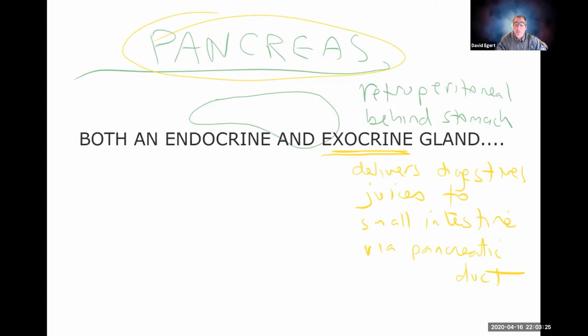We'll talk about specifically what those juices are when we get to the digestive system, like enzymes and bicarbonate to neutralize the acidity from the stomach and stuff. So part of the pancreas is sending digestive juices via a duct to the small intestine. At the same time, it's also an endocrine gland. There are little pockets within the pancreas that make insulin and glucagon, which then get absorbed into the bloodstream and are hormones.